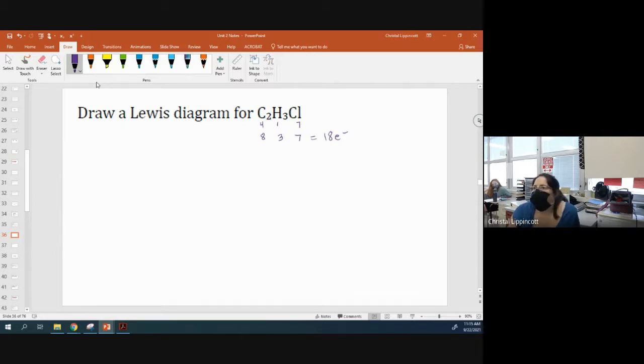All right, so now I'm going to start building my structure. I know carbon's going to go in the center. I'm going to connect it to another carbon. I'm going to connect a hydrogen here, one here, one here, and then I'm going to connect my chlorine here. I try to make it as symmetrical as possible. So if I drew it like this, it wouldn't be very symmetrical. And nature likes symmetry.